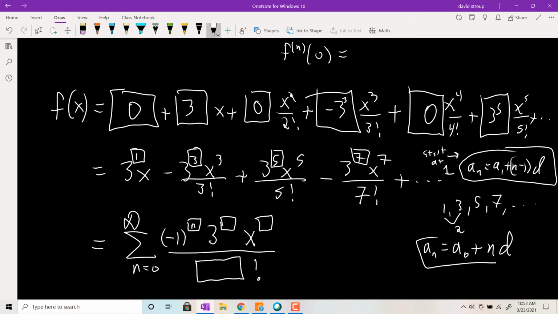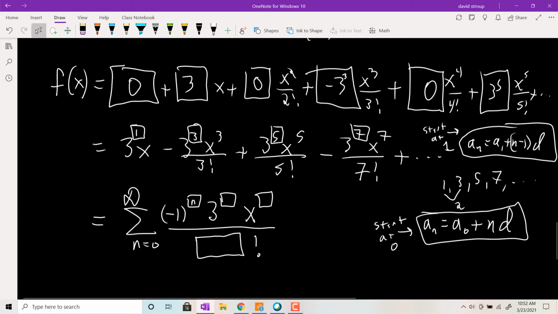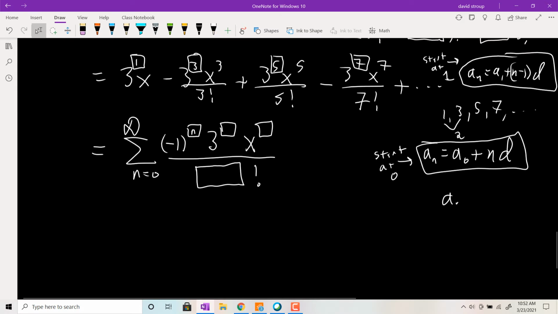This formula, though, is when you start at 0, like we're doing right now. So I use this form. Okay, so in this case, a sub n will be a sub 0, which is 1, plus n times the difference between the numbers, which is 2. So a sub n should be 2n plus 1.